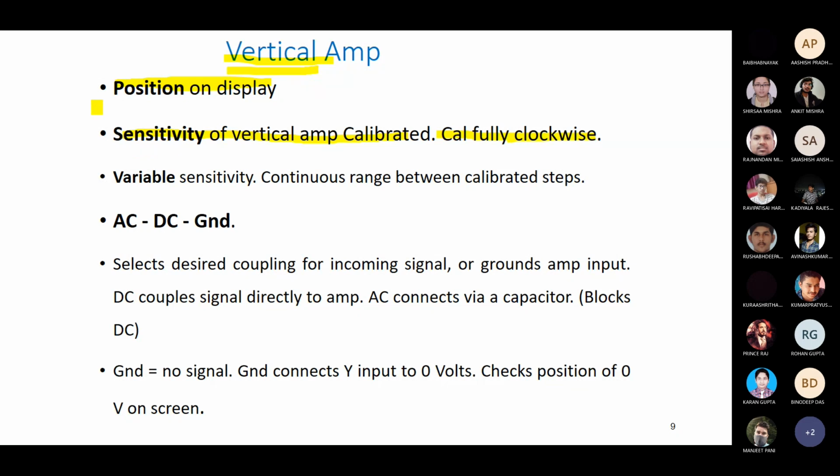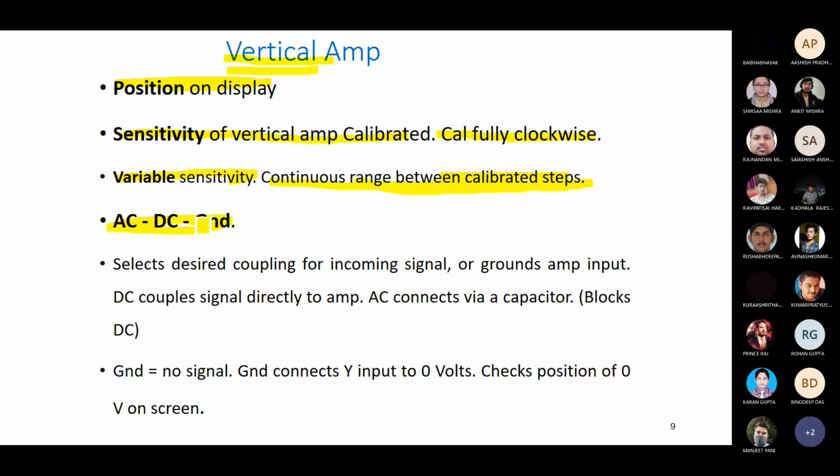Variable sensitivity is a continuous range between the calibrated steps. Why is it variable? Basically, you are not measuring only a fixed value, you are going to measure a fixed range, so based on your range, you are calibrating the signals. Then AC, DC, ground: three terminals are there for the probe.